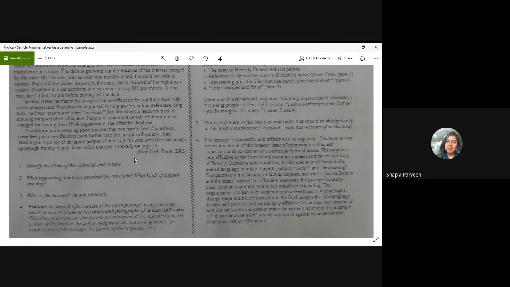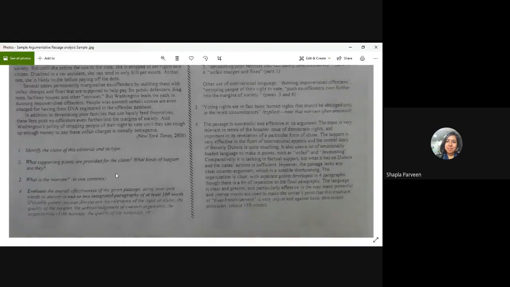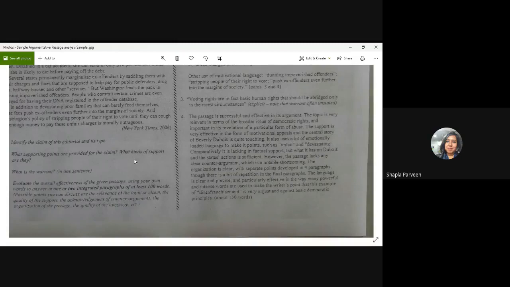And then finally, the last question, evaluate the overall effectiveness of the given passage. Okay, and the possible points to discuss are the relevance of the topic or claim, the quality of the support, acknowledgement of counterargument, organization, and quality of the language. So this is how it's written. We'll just go through it very quickly.